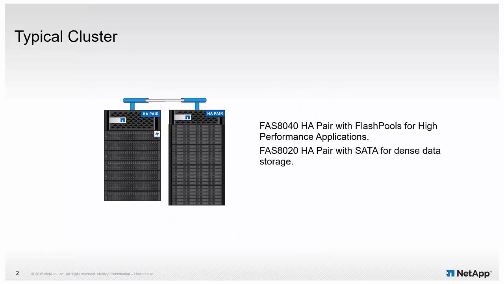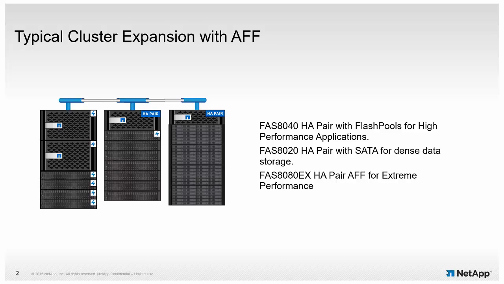To set the stage for our demo, here we see a typical cluster. We have an HA pair with flash pools for high-performance applications, and we have an HA pair with SATA for dense data storage. But we want to kick things up a notch, so we add an AFF for extreme performance. We put our first workload on it and test it, and everything's running great. Then we apply a second workload to the AFF, and then a third.